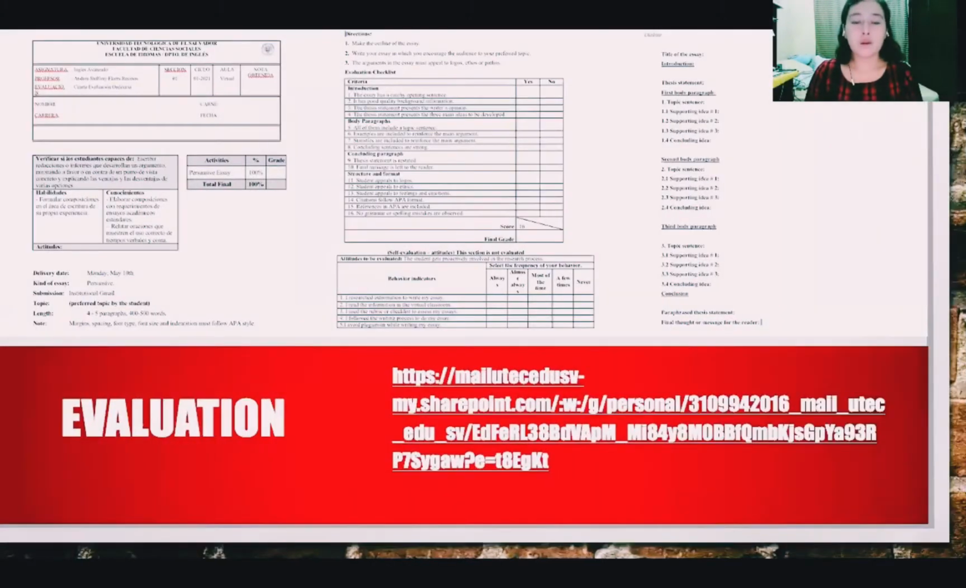So we have the evaluation tool. This is the rubric which is going to be used to evaluate the persuasive essays of the students. And we have the link.